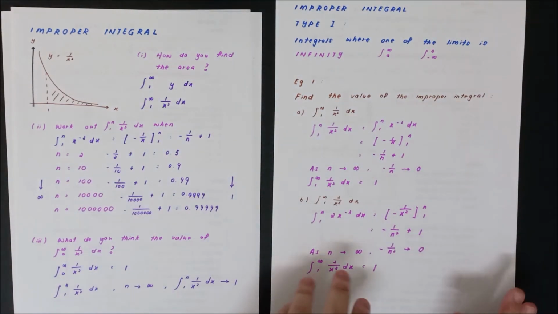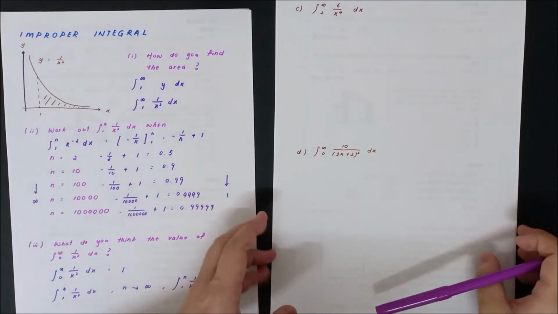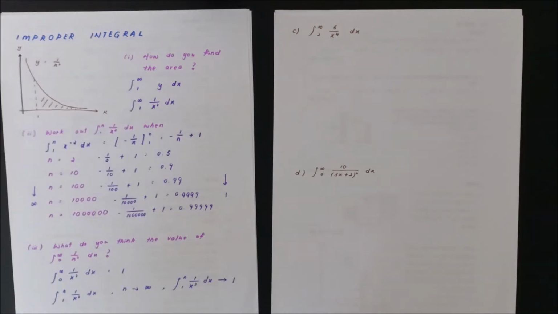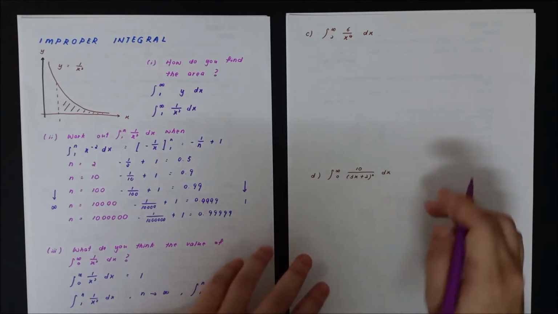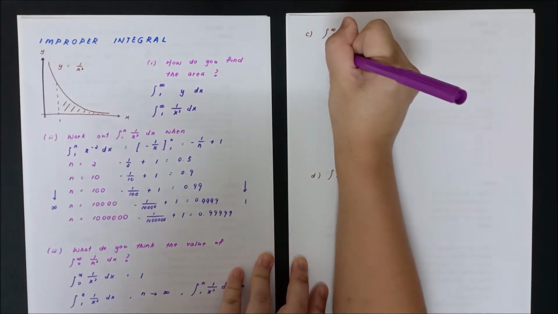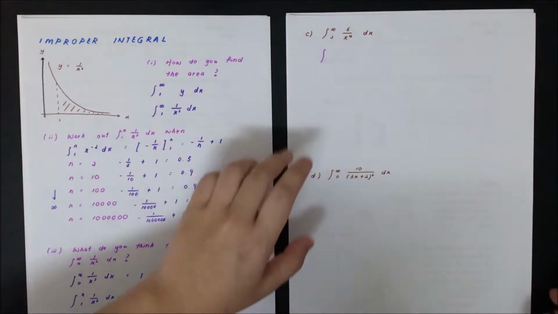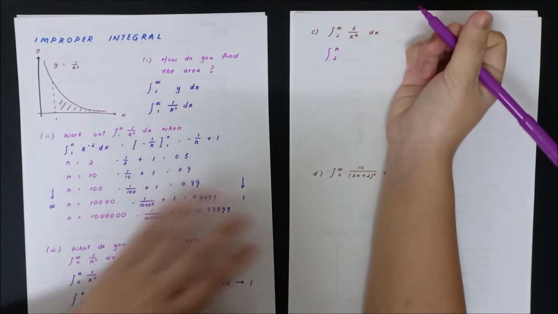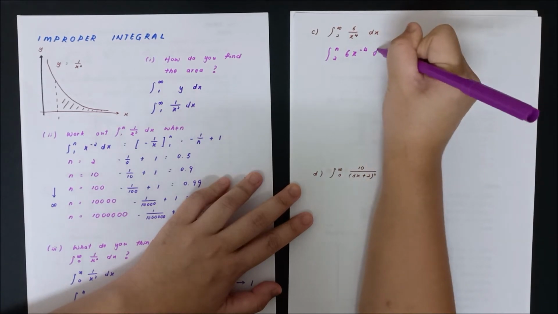Okay, so let's try out the next one. For C, now we have an integral, the same, but from 2 to infinity of 6 over x to the power of 4. Let's change it into index form and rewrite our integral. Instead of writing 2 to infinity, we will write 2 to n. So the integral from 2 to n of 6x to the power of negative 4 dx.